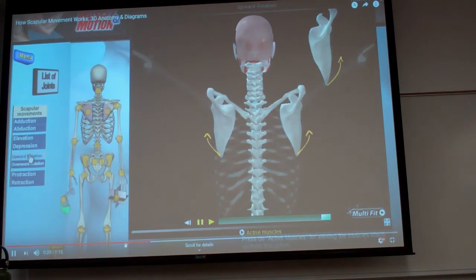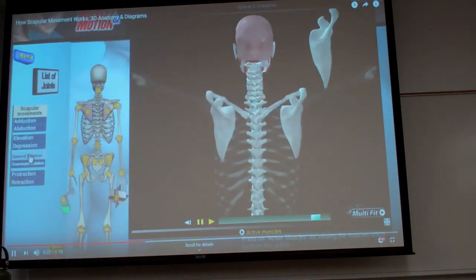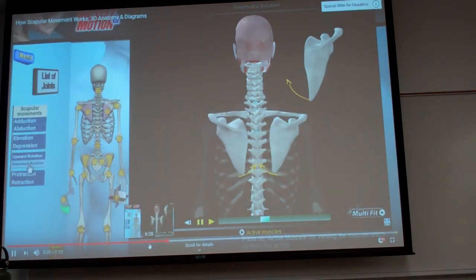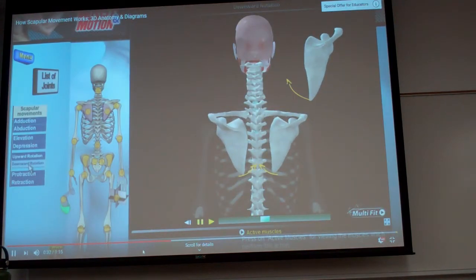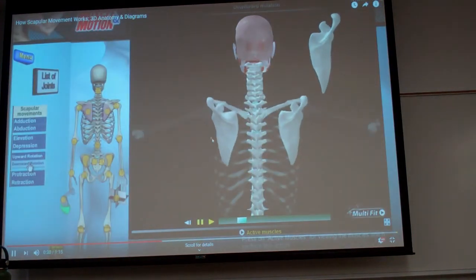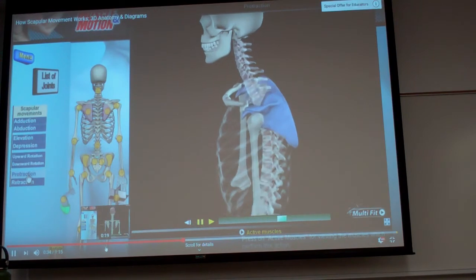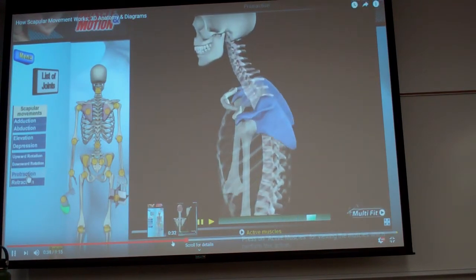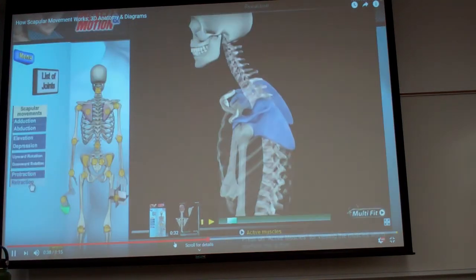Upward rotation, notice, as the arms are lifting above the head. Okay. The glenoid cavity points up. And then coming back down, that's downward rotation. So that glenoid cavity here is coming from an up position. Coming down. This one, protraction. Notice, okay, that shoulder blade is moving forward around the rib cage.